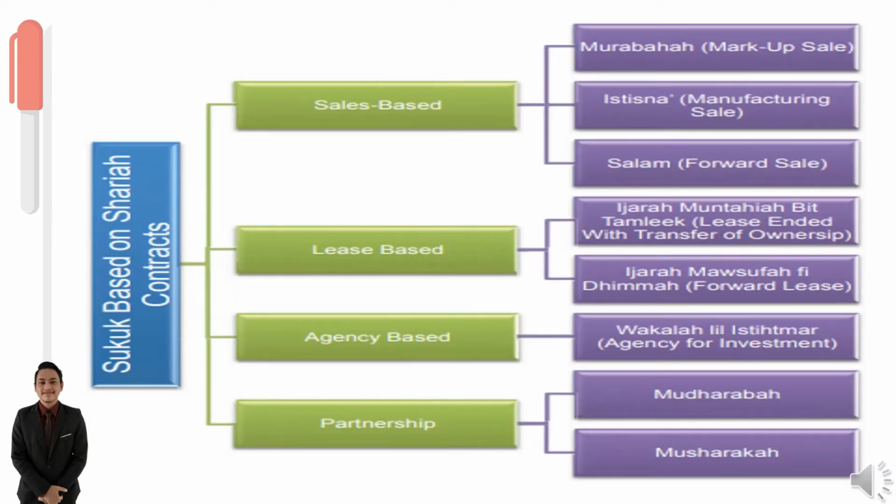Next, we go to the types of sukuk. As you all can see in this figure, the sukuk are formed based on the Sharia contract. Firstly, sale-based contracts, which are murabahah, istisna, salam. Secondly, lease-based, which are ijarah muntahiyah bit tamlik and ijarah mawsufah fi dhimmah. Thirdly, agency-based, which is wakalah lil istithmar. And lastly, partnership, which are mudharabah and musyarakah.